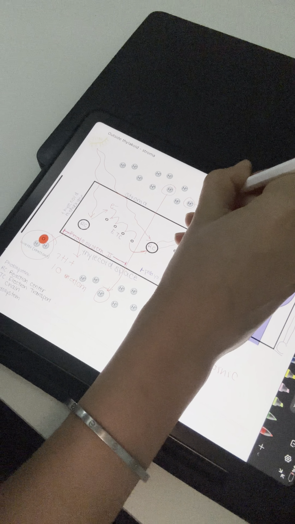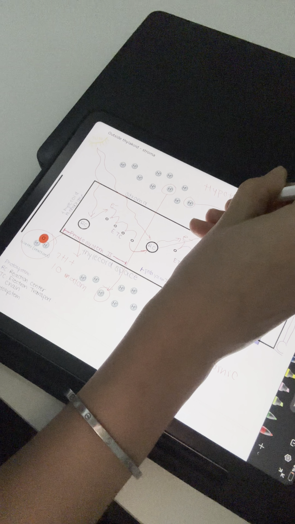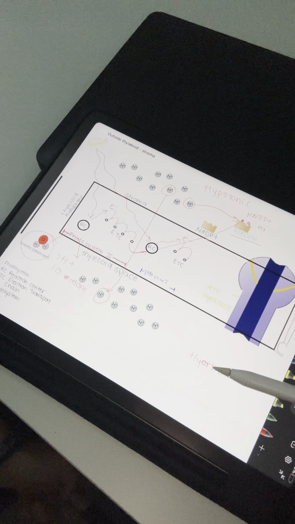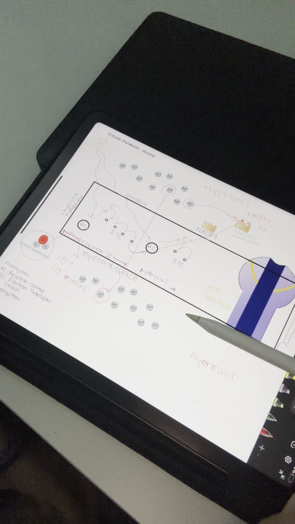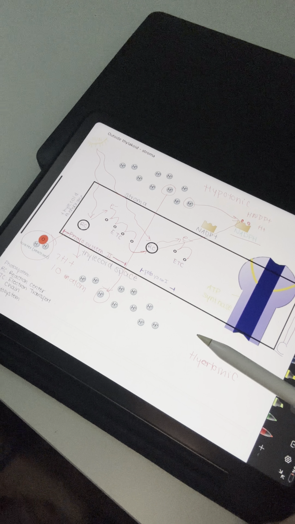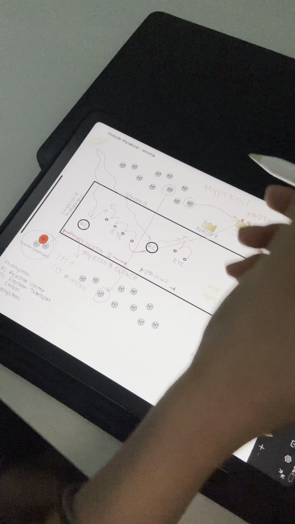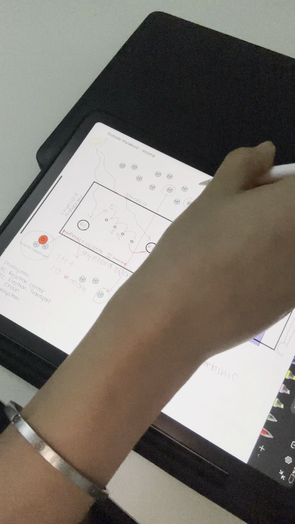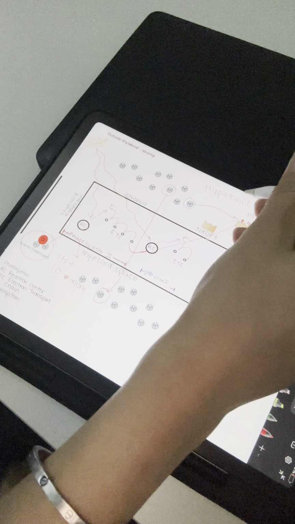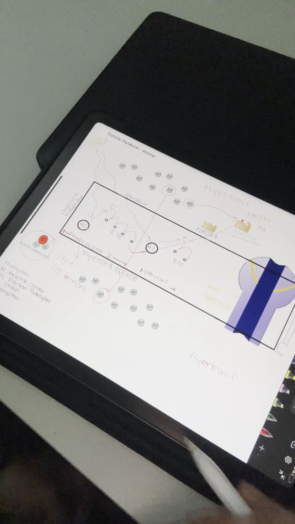and hypotonic, and then compared to the stroma, the thylakoid space is going to have more hydrogen ions, so this is going to act as a solute and this as a solvent. This goes from a lower concentration to a higher concentration.